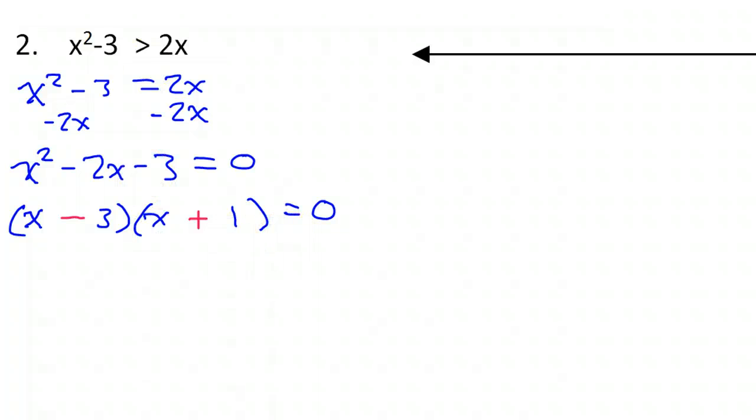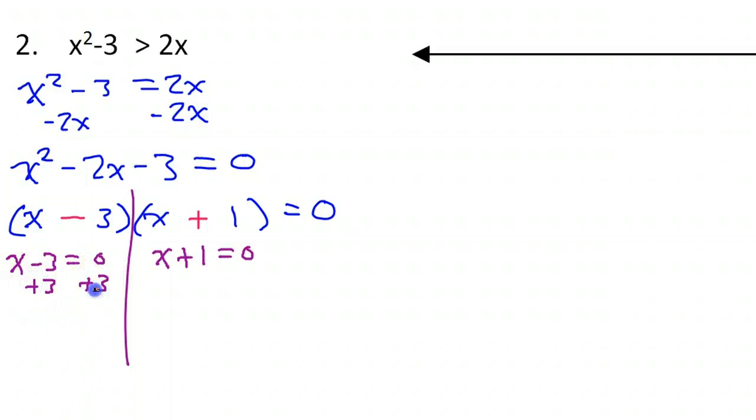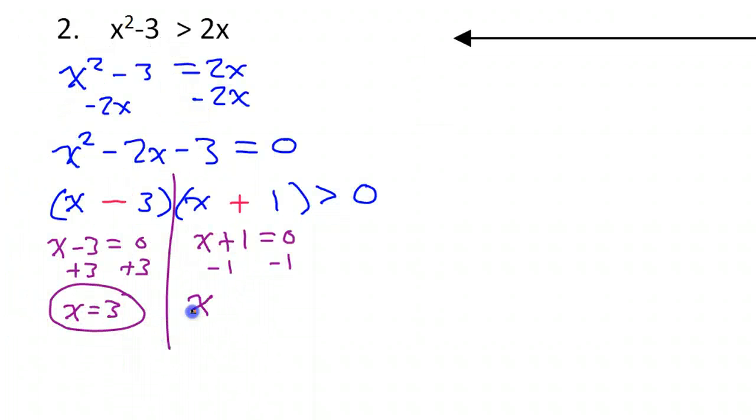Now, to find the zeros of the function, we have to set these equal to 0 and solve. Adding 3 on both sides, I get x equals 3, and subtracting 1 on both sides, I get x equals negative 1. So these are the x-intercepts of the graph, 3 and negative 1. Let's go ahead and graph these on the number line.